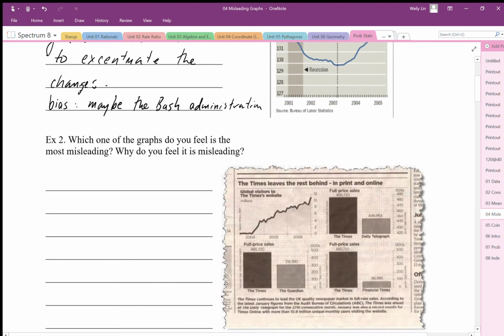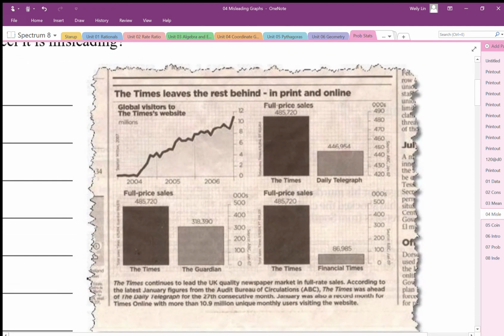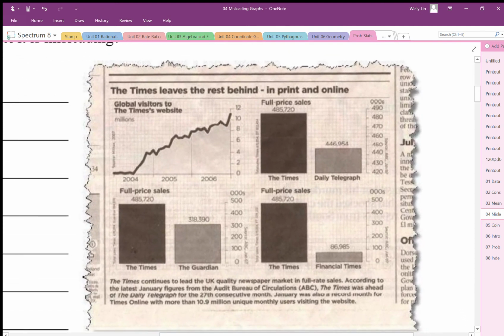Okay, so here's another one. The title is "Times Leaves the Rest Behind in Print and Online". It says here we have the global visitors to the Times website. It has a scale in millions here. Here is full price sales, comparing the Times and the Guardian, the Times and the Financial Times, the Times and the Daily Telegraph. Okay, so it looks like there are lots of people visiting the Times website.